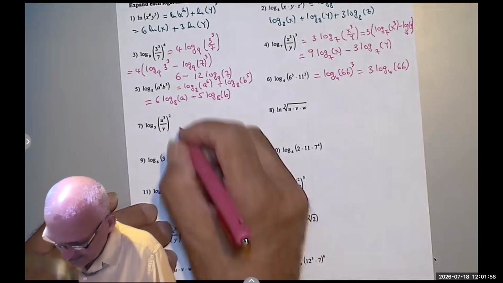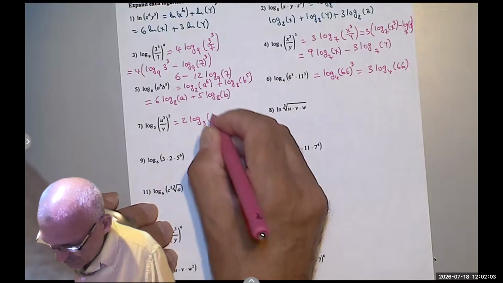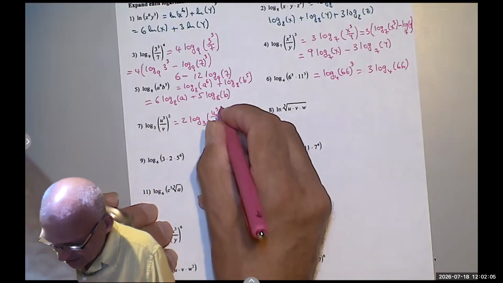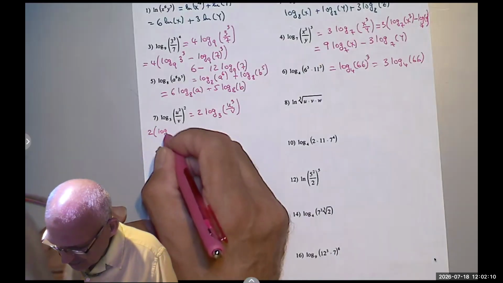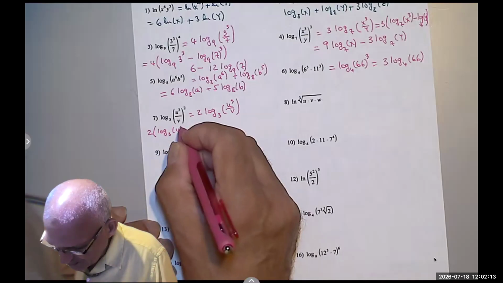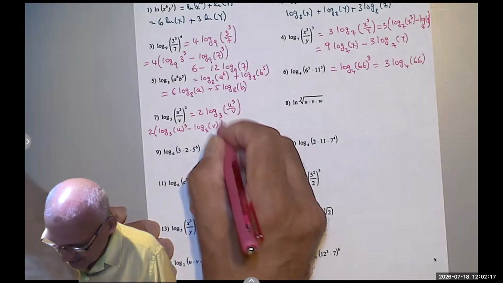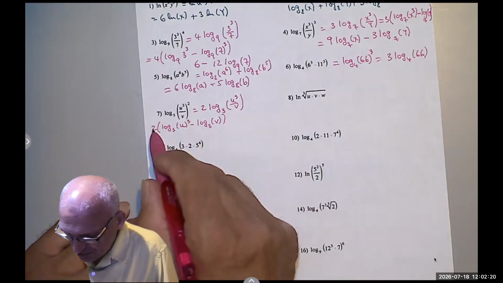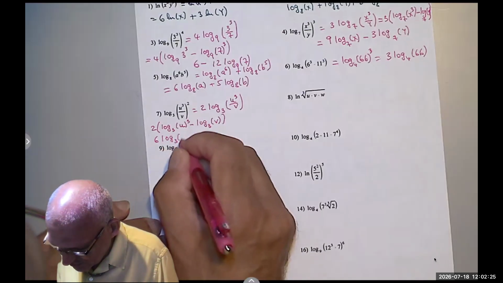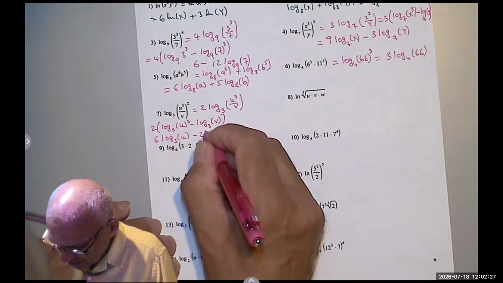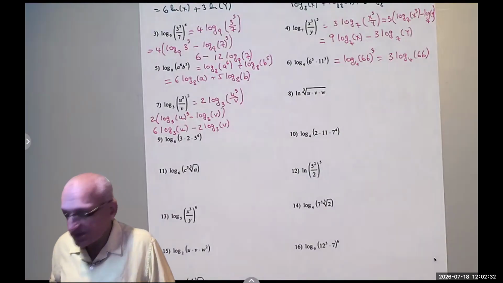How about that? 2 log to the base 3 of u cubed over v. Remember, we say this is 2 log to the base 3 of u cubed minus log to the base 3 of v. The 3 comes down, and you distribute the 2, so you get 6 log to the base 3 of u minus 2 log to the base 3 of v. Do you see that?